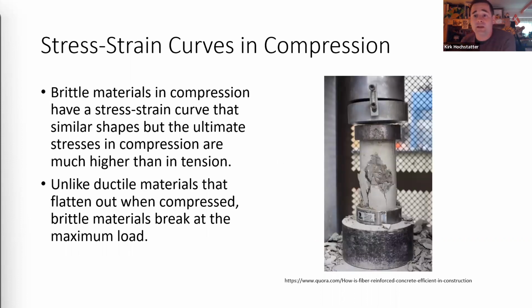Brittle materials loaded in compression typically have an initial linear region followed by a region in which the shortening increases at a slightly higher rate than does the load. The stress strain curves for compression and tension often have similar shapes, but the ultimate stresses in compression are much higher than those in tension. And unlike ductile materials, which flatten out when compressed, brittle materials actually break at the maximum load.